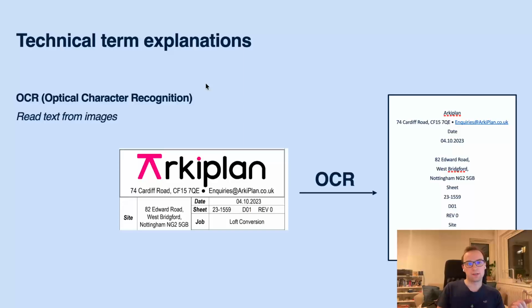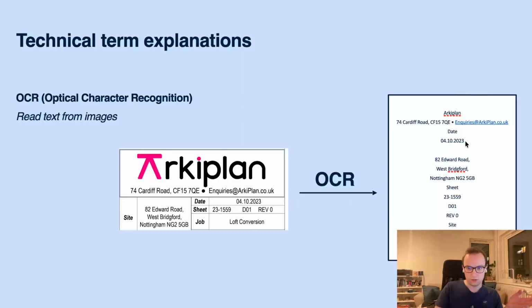I just want to specify what OCR is. As I mentioned, it's optical character recognition. You can interpret it as read text from images. I've taken an image here, which I found online, and we can apply OCR to it. We have the Arkiplan, you can see the text extracted here, 75 Cardiff Road, CF15, the email address, and so on. I think this is a pretty simple OCR task, right? It's able to extract all the text.